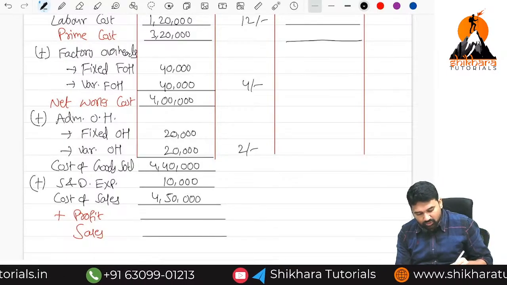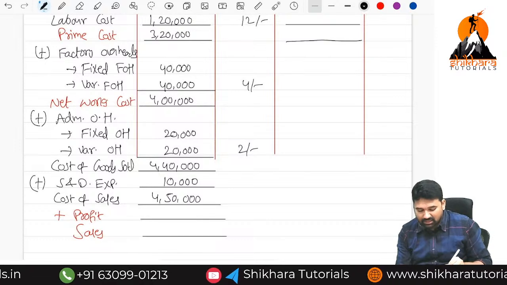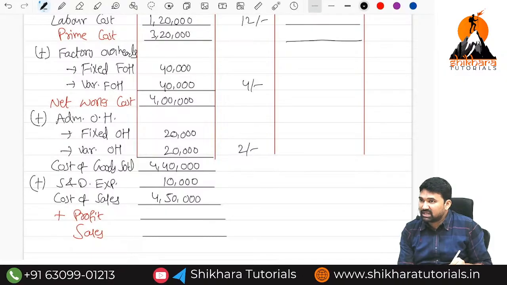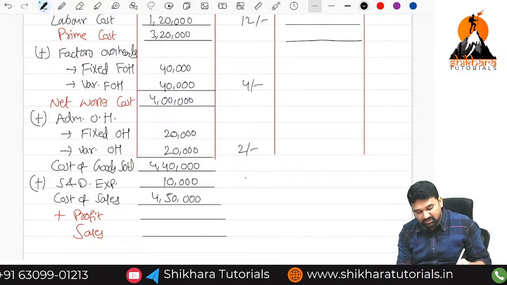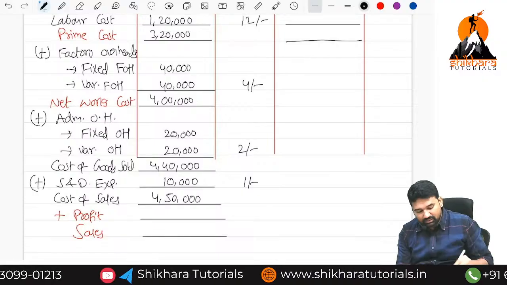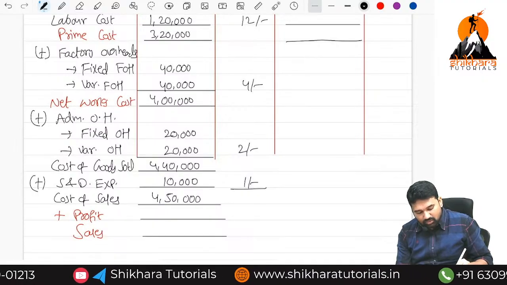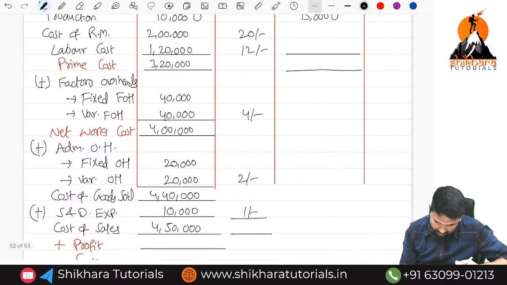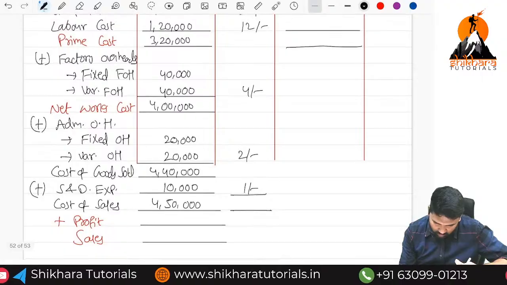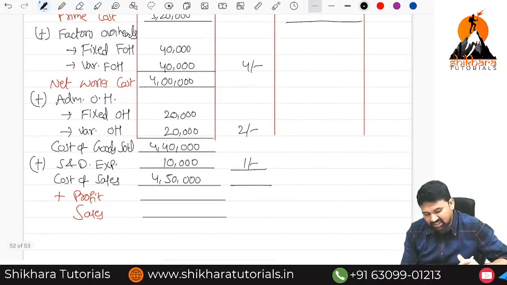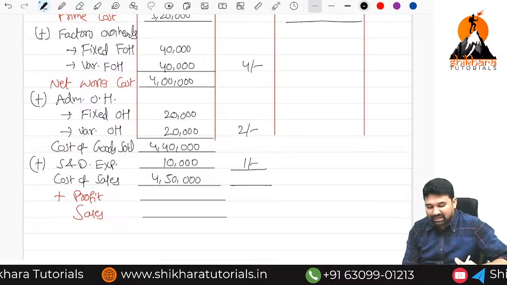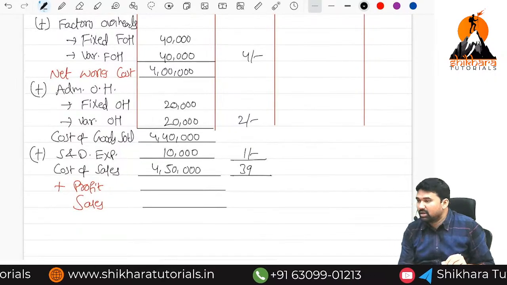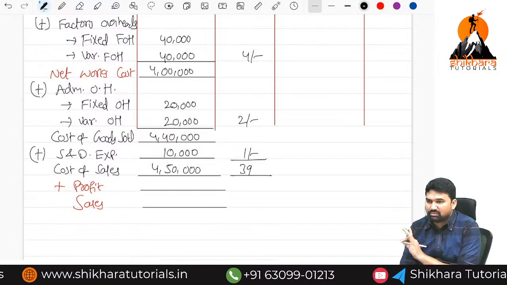Oh, we forgot to calculate cost per unit. Selling and distribution expenses, how much? 10,000. For how many units? 10,000 units. Means 1 rupee. Okay. Now add the total from the beginning. 20 plus 12, 32. 32 plus 4, 36. 36 plus 2, 38. 38 plus 1, 39. 39. Okay. So it is immaterial, but we are finding it, that's it.